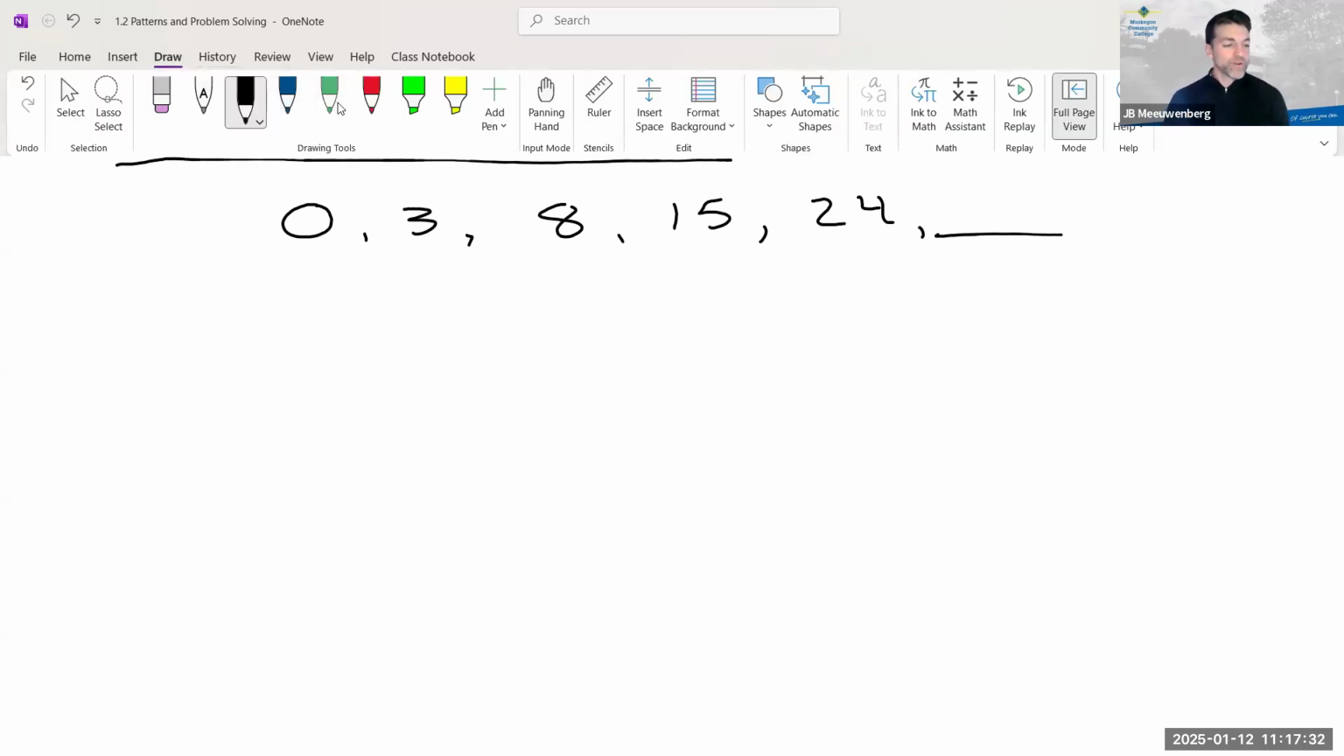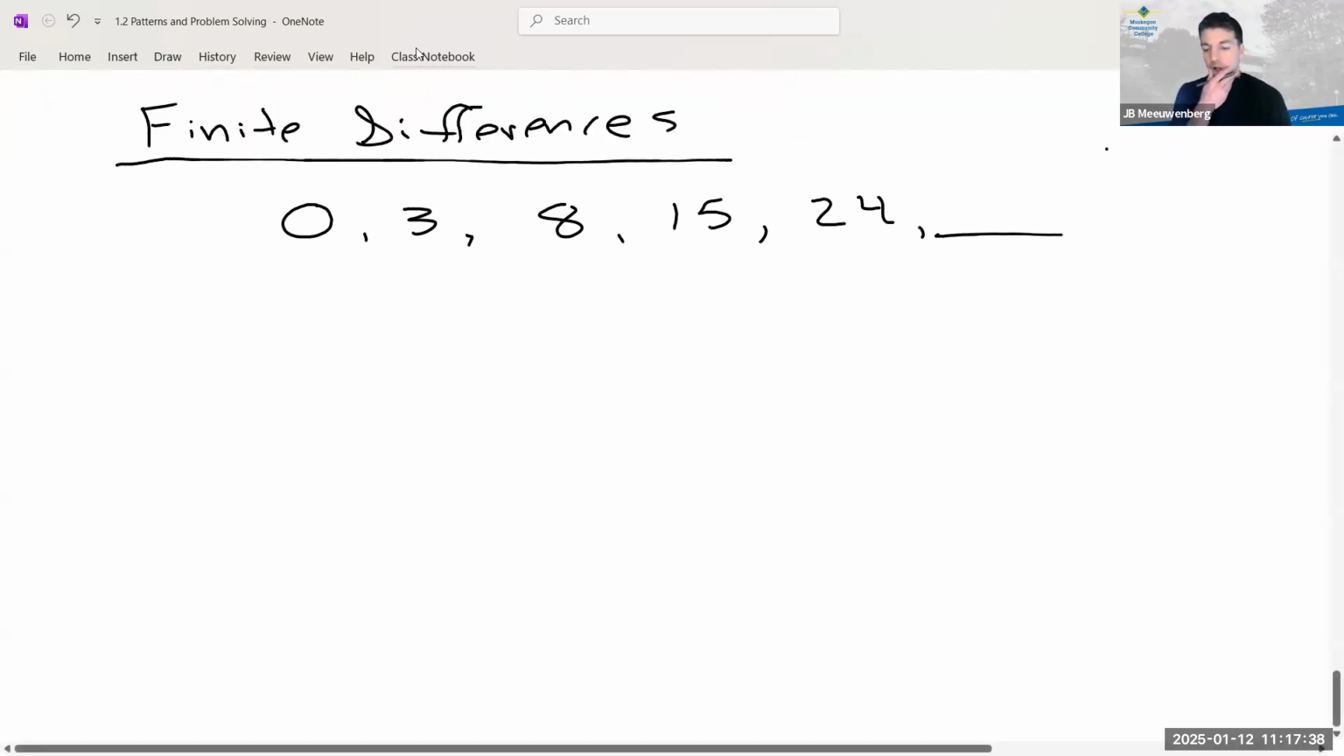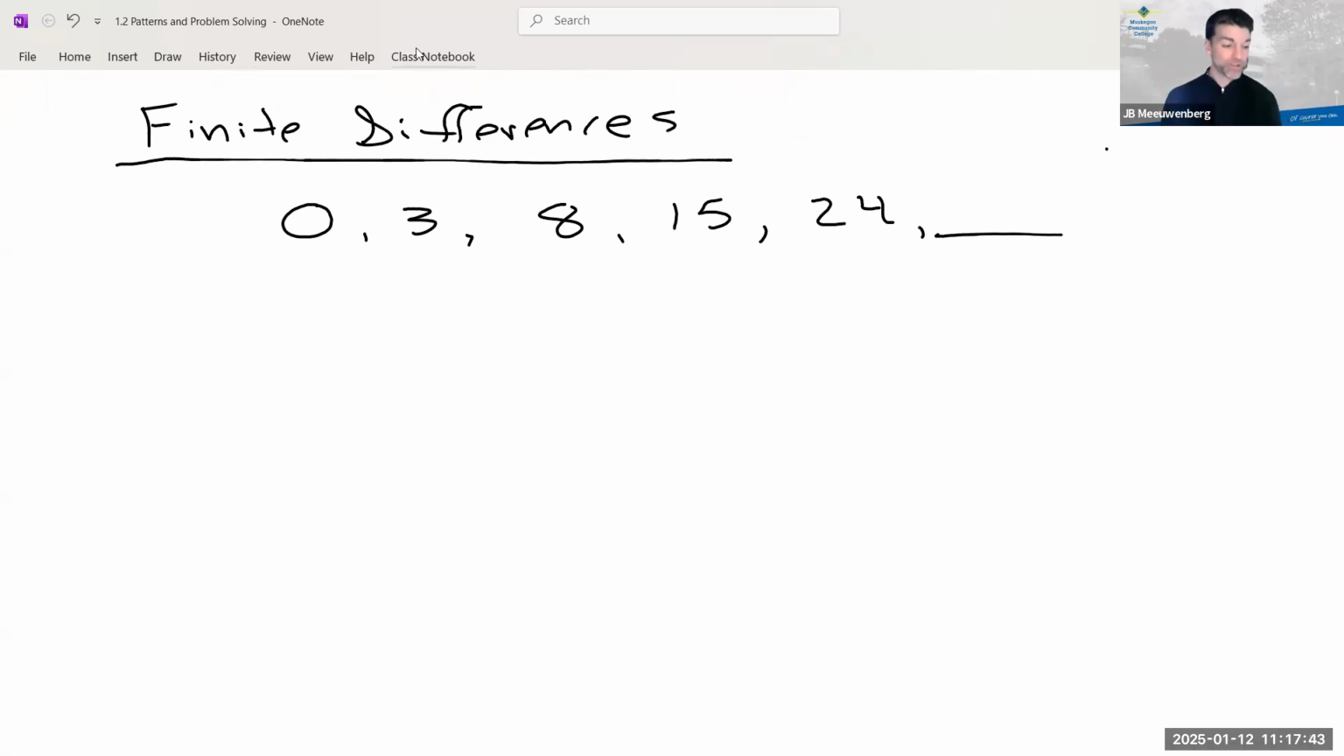When you first look at this, you're going to stop, observe it, and notice things. Is it any of the things we've talked about so far? Is it arithmetic? Is it geometric? If we look at the differences, is there a common difference? This is plus 3, 0 plus 3. This is plus 5, and 8 plus 7, and this is plus 9. So there's not a common difference. There's not a common ratio either. We can't multiply by some common number.